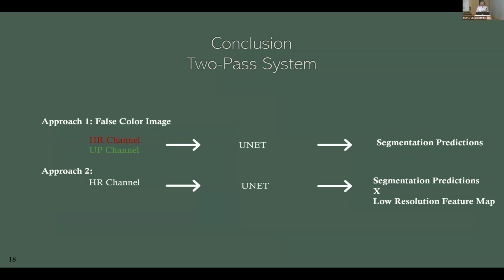So we're looking at a 2-pass system. We're first trying to look at maybe creating a false color image, which is combining our high resolution channels and, like I said, the upsampled lower resolution channels still within the UNet to make segmentation predictions. And then secondly, doing the same thing, but instead of utilizing a false color image, at the end, we're doing segmentation predictions and multiplying that by the low resolution feature maps.